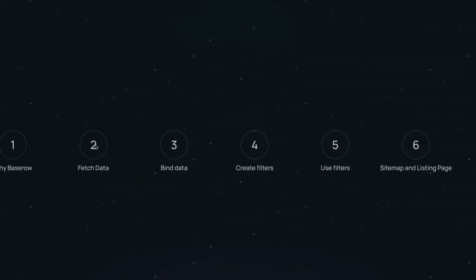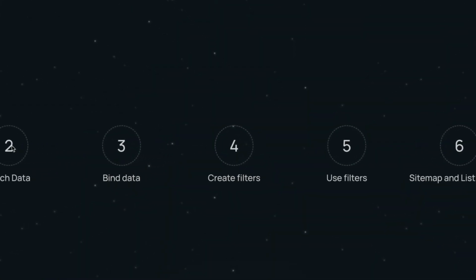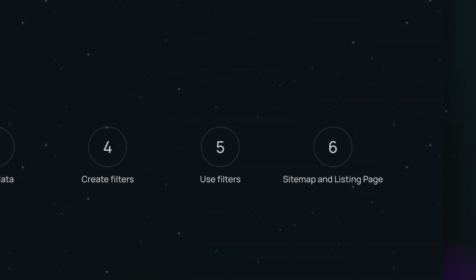Once we have that data, we are going to bind it or map it to the different components in Webstudio. So if we have a title column in Baserow, we're going to say we want that title to display on our header over here. Once we're done doing that, we're going to create filters, which are essentially just a form. After we have that, we need to use the form submission values in our API call.